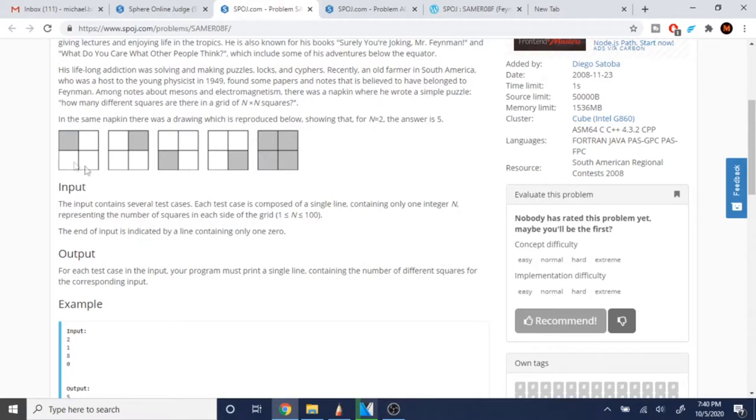The reason it's 5 is because we have one square here on the left, a second square on the top right, a third square on the bottom left, a fourth square on the bottom right, and then the total square, the whole square, is 5. That's the total square. So that's why the number of different squares in a 2 by 2 grid is 5, because we have 1, 2, 3, 4, 5.